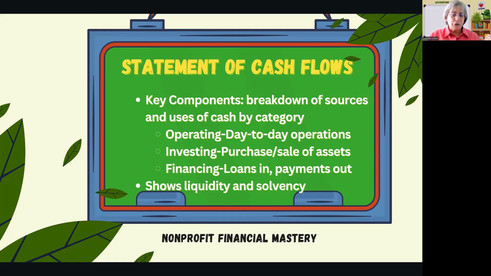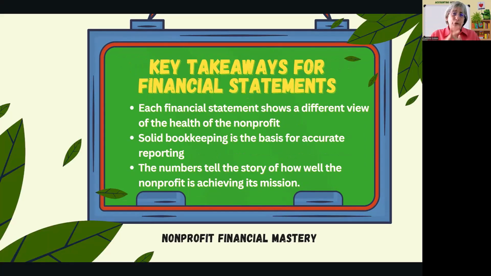So what this does is it shows us liquidity and solvency. Liquidity is, can you pay your current bills? Solvency is, can you pay your future bills? So can you pay the loan payment that's due this month? And can you pay the loan payment that's due 6 months from now? So it's another view of the nonprofit, and it gives you clues as to how healthy and how stable the nonprofit is.